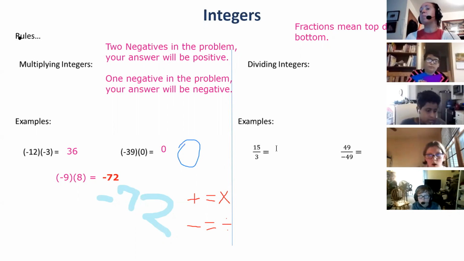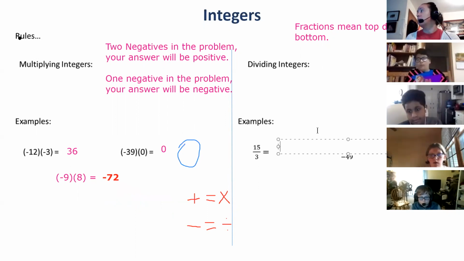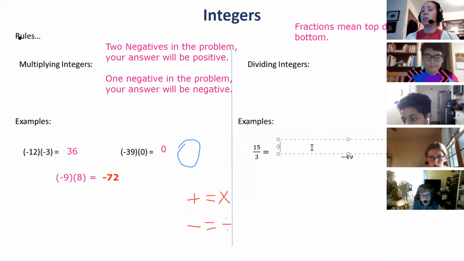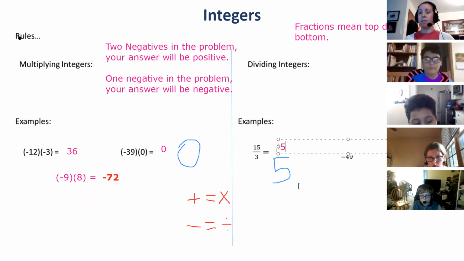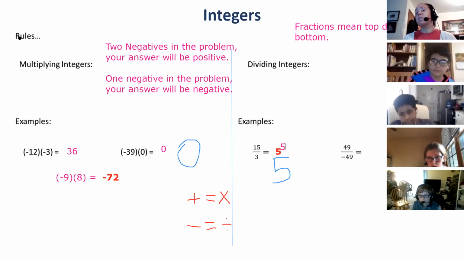15 divided by 3. What is that? Two positives. 5. That's 5. Very good. Ooh, lots of 5s. Not 5 to the 5th, even though that's what it looks like I wrote. That's okay. All right, next one.